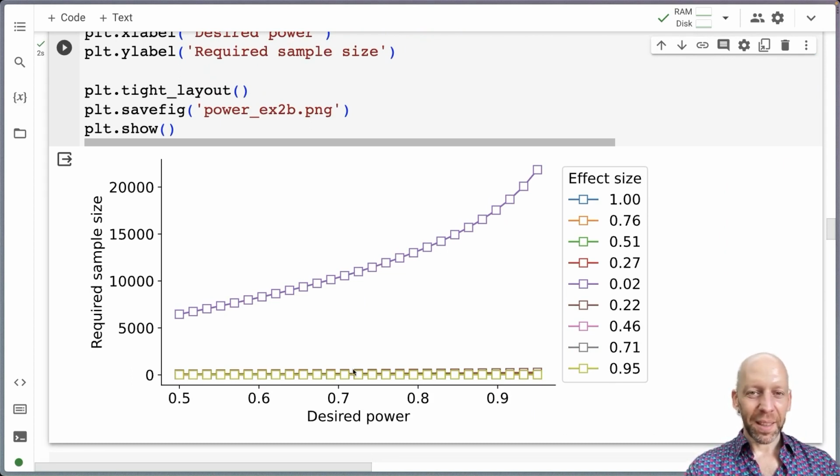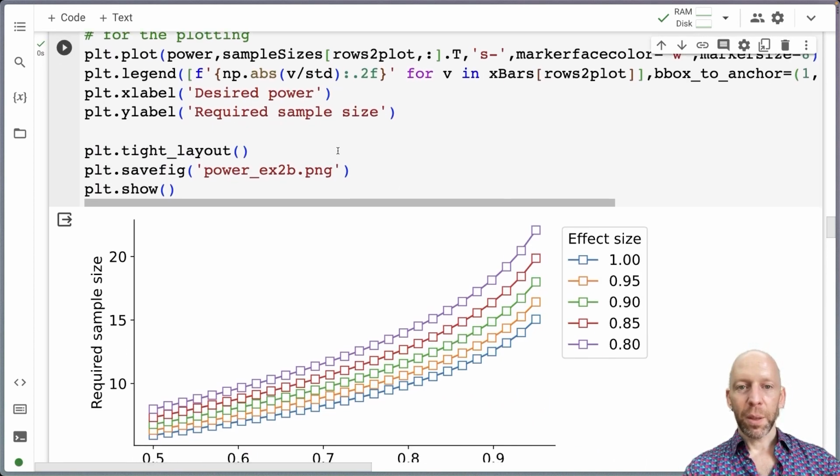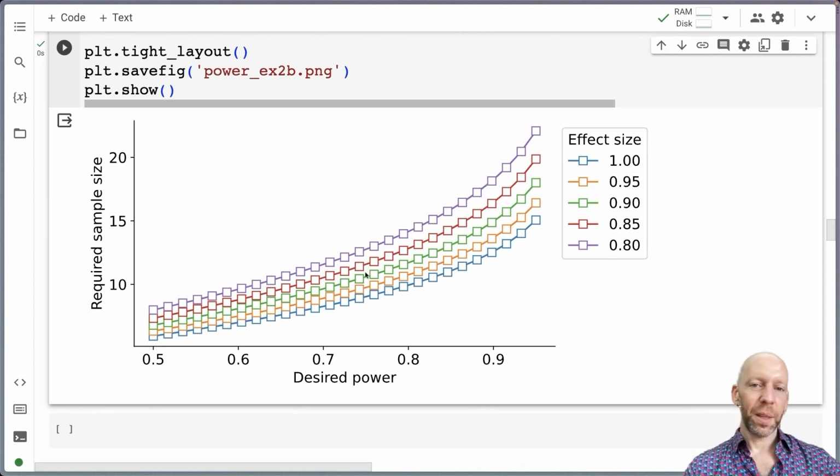Now here it looks like these lines are basically flat, but what's happening is that the y-axis is so highly skewed by the required sample size for a tiny, tiny effect size that it's just hard to see all these dynamics. So therefore, you can uncomment this line. Now we're only going to plot the first 5 effect sizes, and you can see that there is this exponential increase.